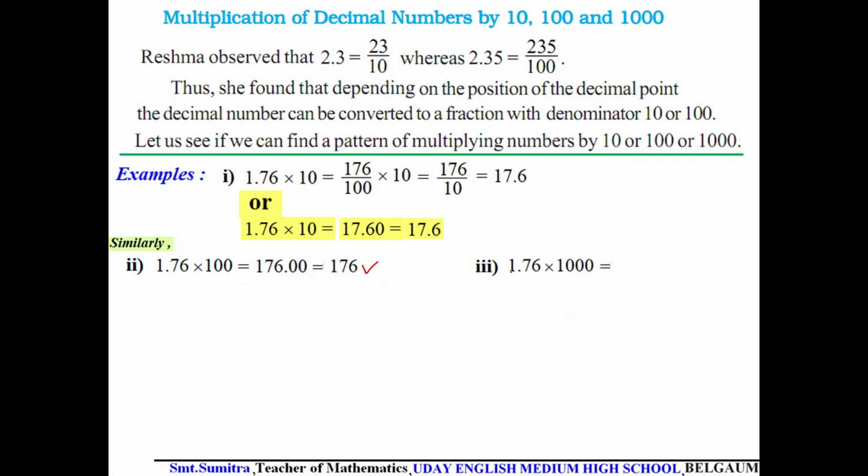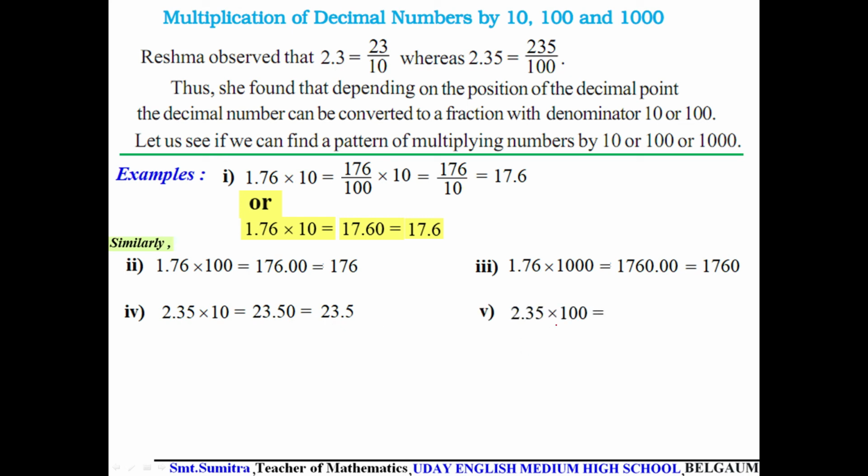Try this. 1.76 into 1000. If you multiply directly, 176,000. After decimal point, 2 digits. So leaving these 2 digits, you put decimal point here. Answer is 1760.00 or 1760. Try this. 2.35 into 10 is 23.5 or 23.50, means 0 can be neglected, 23.5 can be written.